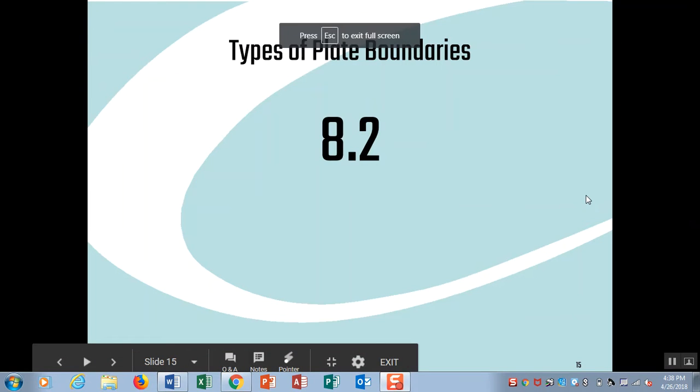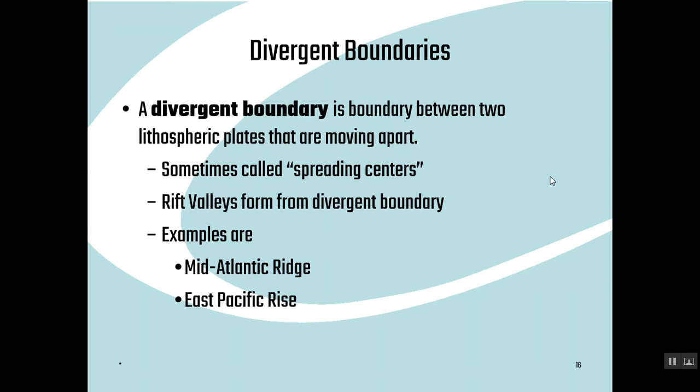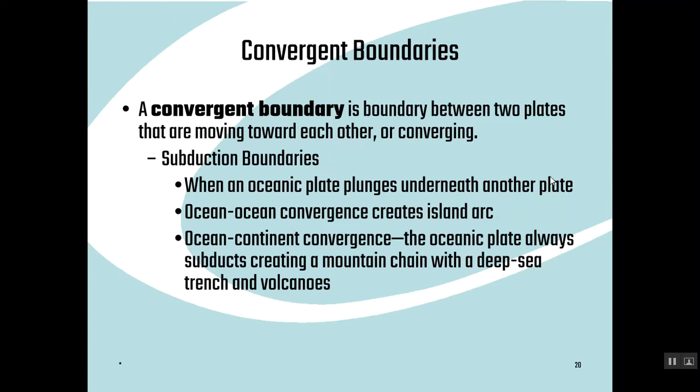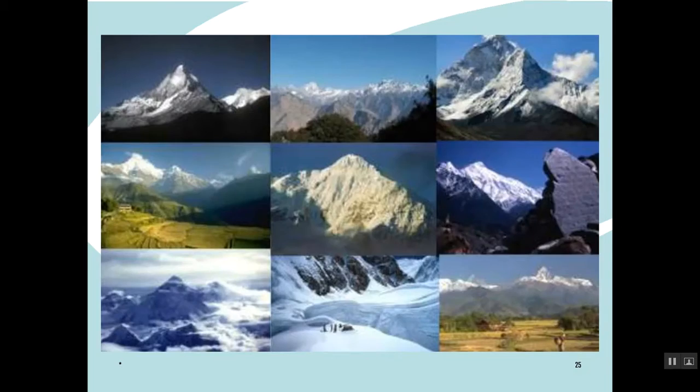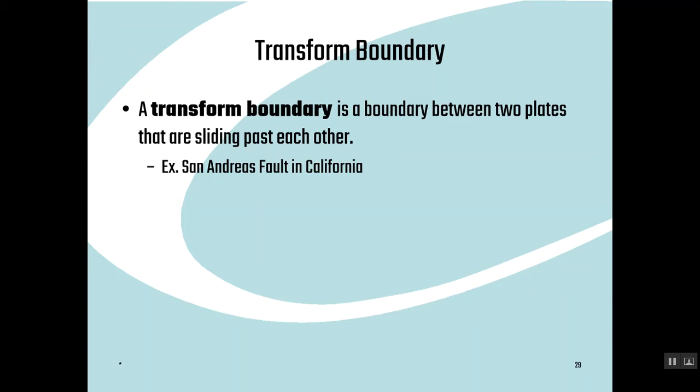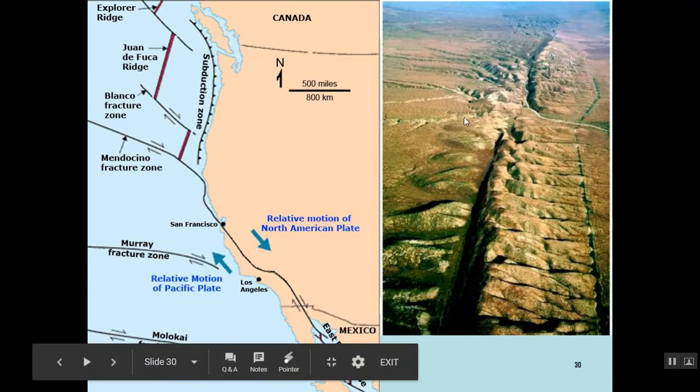We talked about the 3 boundary types today: divergent, convergent, and transform. So a transform boundary is when plates are sliding past each other. No volcanoes, only earthquakes. The best example of that is the San Andreas Fault in California, and here's an aerial picture of that. And you can see this transform fault here in California between Los Angeles and San Francisco.